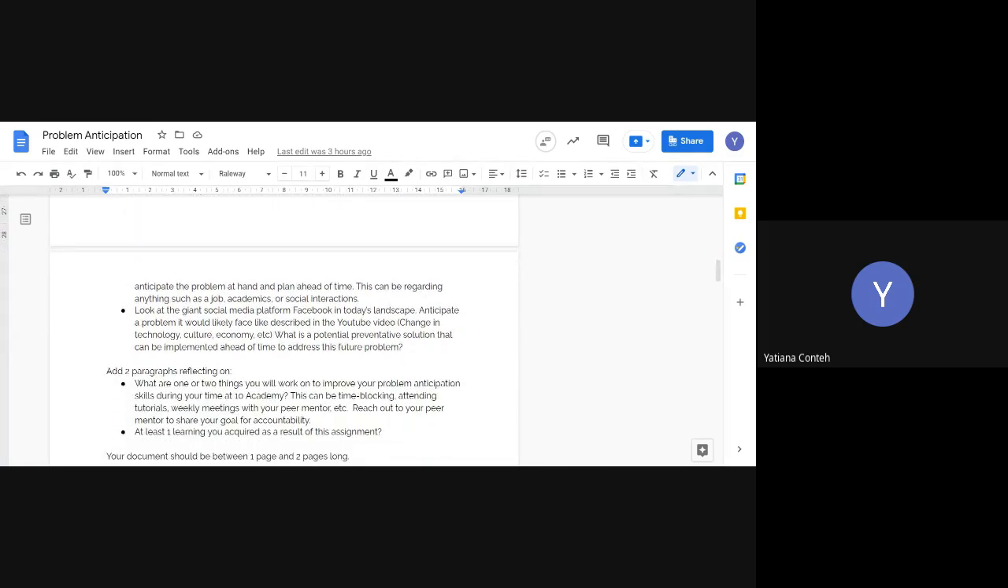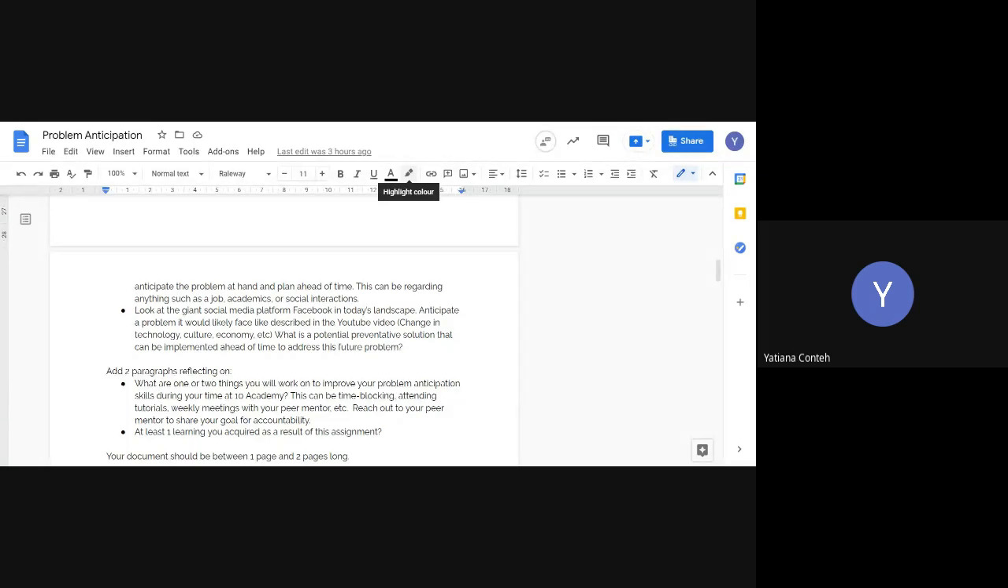Secondly, look at the giant social media platform, Facebook, okay? I know we don't use it a lot, but most of us probably have an account somewhere, or we used to have an account, or we know about Facebook. In this day and age, it's a very big social media platform. So look at Facebook in today's landscape. Anticipate a problem it would likely face, like described in the video that you're going to watch, okay? And then what is a potential preventative solution that could be implemented ahead of time to address this future problem?